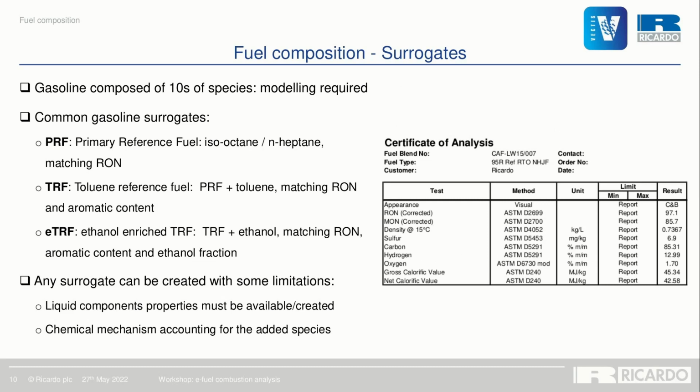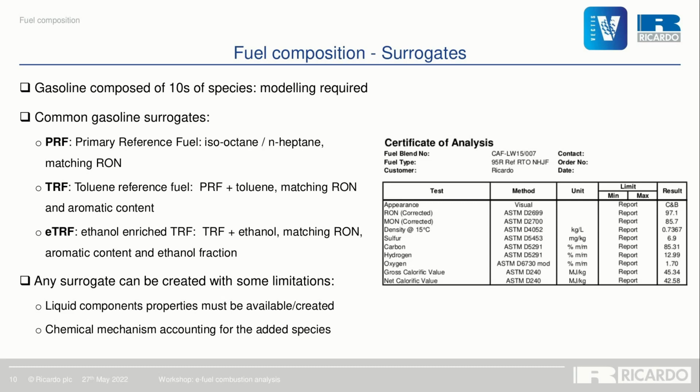Fuel composition can be extremely complex. In particular, gasoline is often composed of tens of species, ranging from short to long hydrocarbon chains, including potentially cyclic hydrocarbons or even sulfur-containing compounds. Accounting for this complexity, even with detailed kinetic simulation, is almost impossible. Some sort of simplification or modeling is required.